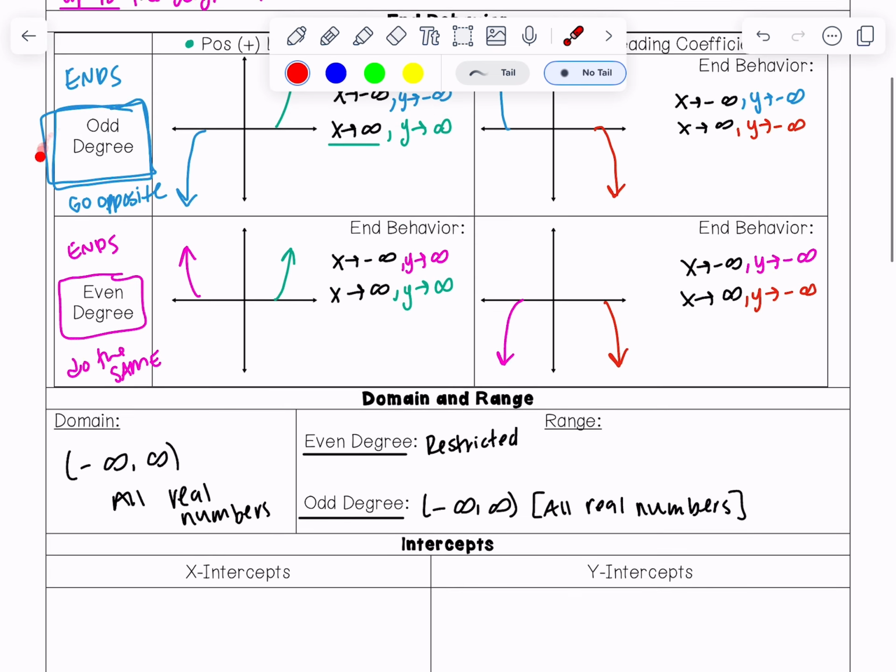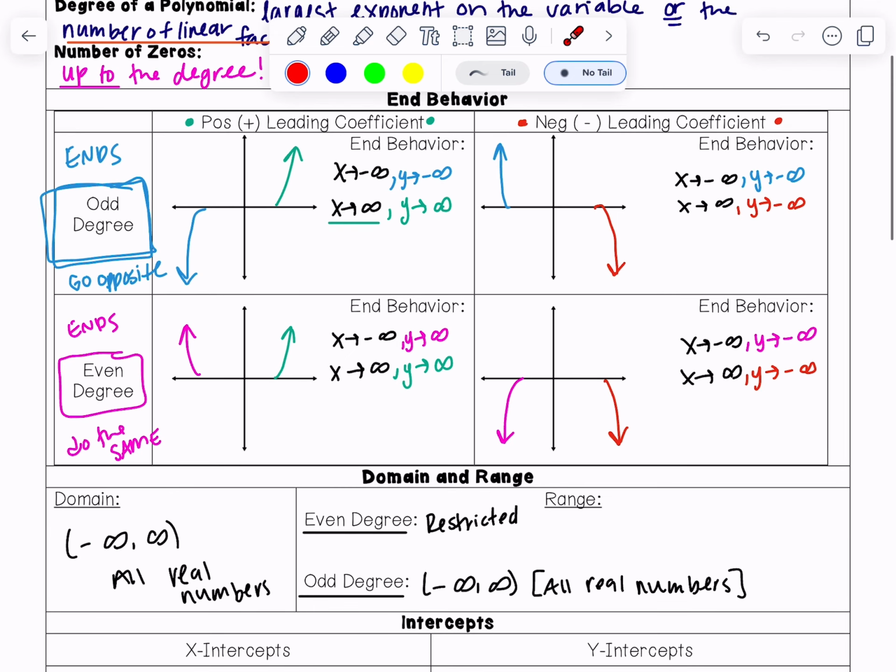Well, notice once again for an odd degree, we're going all the way down and all the way up, or all the way down and all the way up. So for an odd degree, the range is all real numbers again. It goes all the way up to positive infinity and down to negative infinity. Your even degree, though, notice either we're going up to positive infinity or we're going down to negative infinity. For each of these, there would be some minimum or some maximum. That would be that restriction.